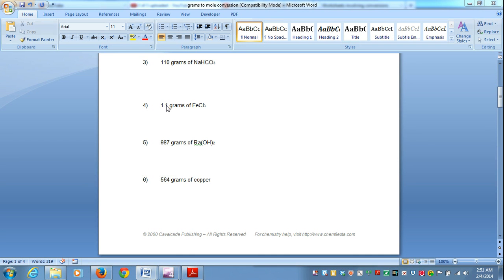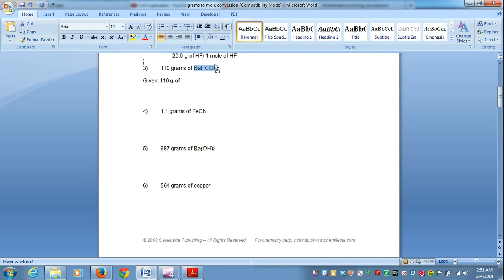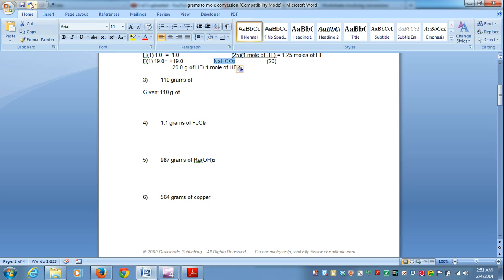Okay, this will be the last problem. We're going to go again from grams to moles. The given in this situation is 110 grams of sodium bicarbonate, or sodium hydrogen carbonate.